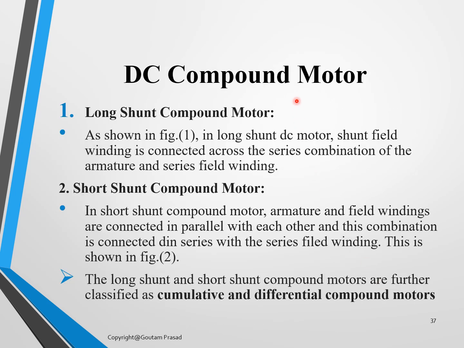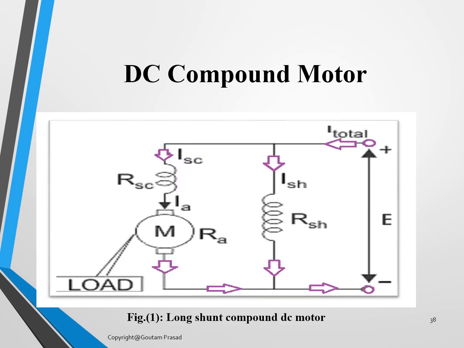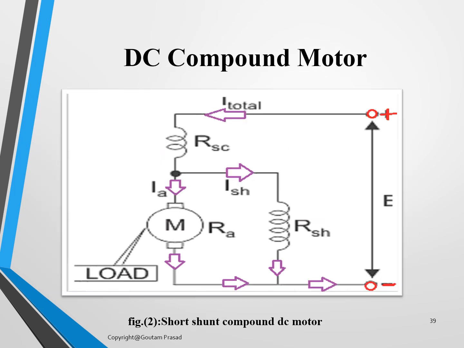Now, let us look at the DC compound motor. Long shunt compound motor and short shunt compound motor. There are two types of these motors that we will see in the next slide. Here is the slide. This is a series winding which is connected in series with the armature, and this is the shunt winding. So this type of motor has both types of winding, series winding as well as shunt winding. That is why it is called a compound motor. And the characteristic of such motors is the combination of both series and shunt type of the motor.